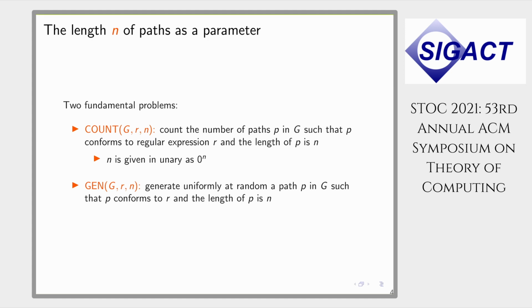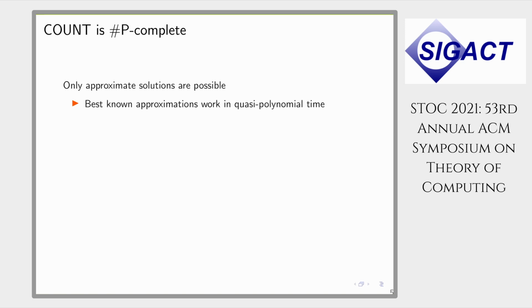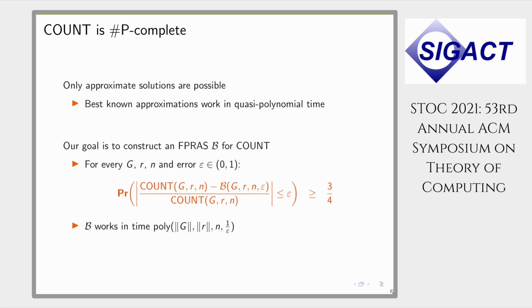So count is a sharp-P-complete problem, so we cannot hope for a polynomial time algorithm, so only approximate solutions are possible, and the best known approximation works in quasi-polynomial time. So the motivation for this work was to improve this algorithm and actually to construct a fully polynomial randomized approximation scheme for this problem count.